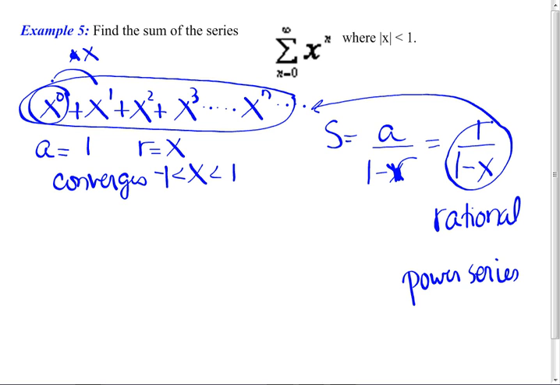And what I'm claiming is if I graph this power series and I graph that rational function, they are the same things, provided that x is between 1 and negative 1. Now, do you believe me? Yeah. Well, that's pretty good. I shouldn't believe everything I say.